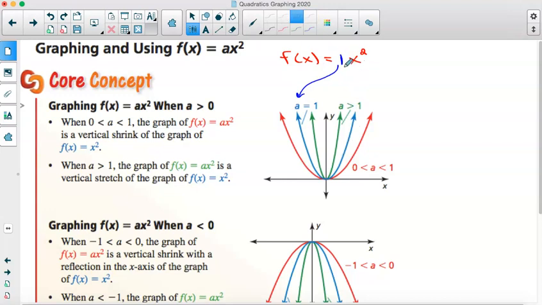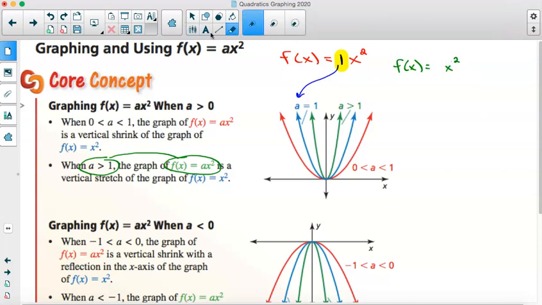Okay, so what if I change this number here to something else or something different than a 1? So this number 1 can change to anything else. Now I'm going to concentrate here on the green line. So what happens when f of x equals ax squared, but this time my a value is greater than 1? For example, what if I had f of x equals 5x squared, or 6x squared, or 3x squared? Any number greater than 1.